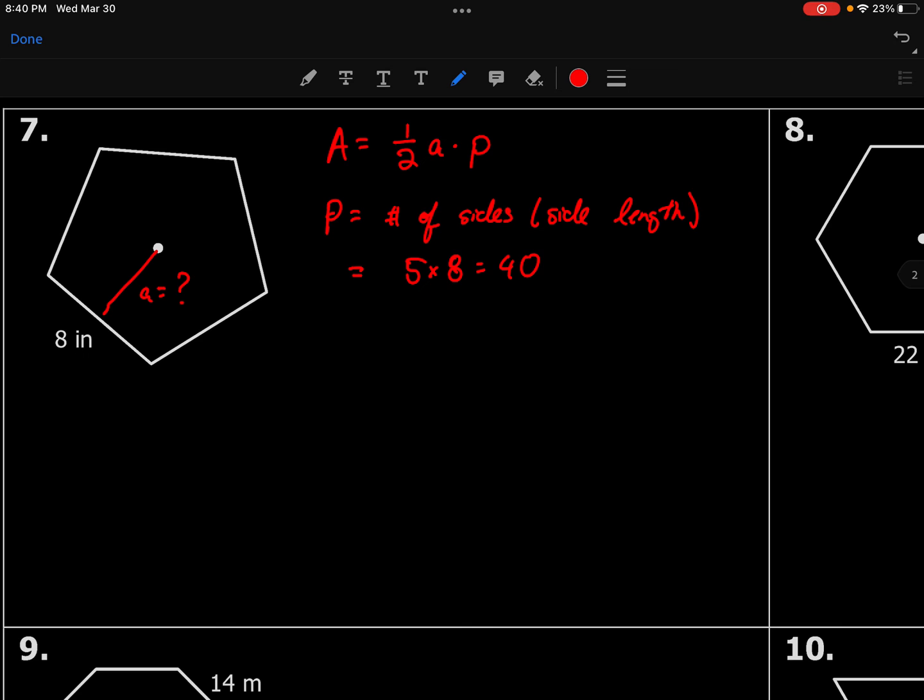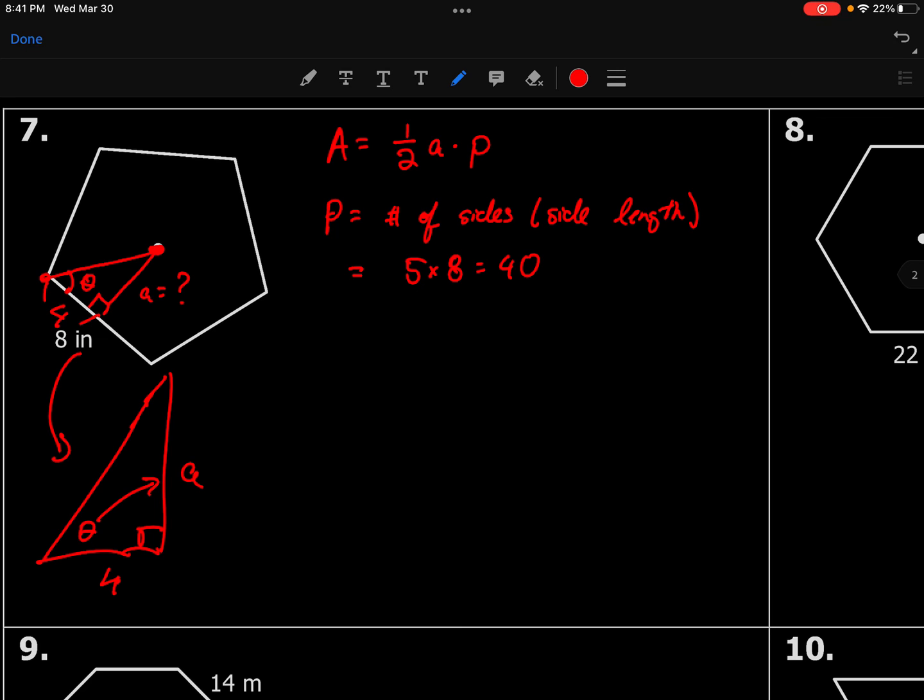Step number 1. Draw a radius from the center of the polygon to the edge. Now we have a right triangle, and this side is 4. We're solving for apothem A. In order to solve for A, however, we need to find this angle theta. I'm going to draw it out bigger so you guys can see. Apothem, right angle, this is 4. We need to solve for theta first before we can solve for A.